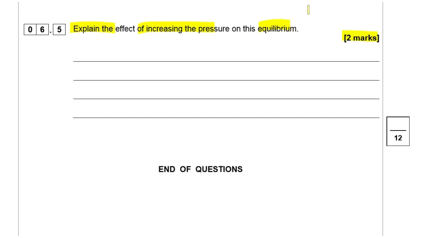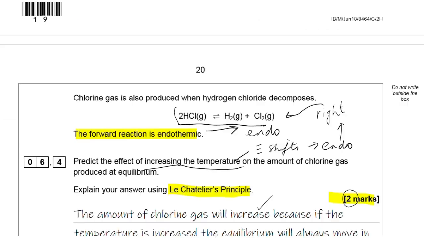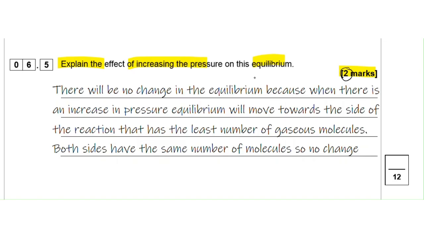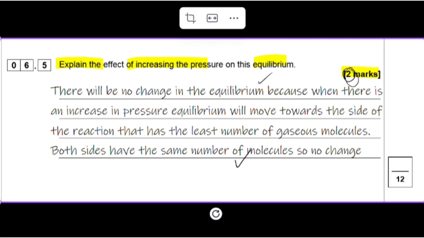So let's go up to the original equation. We can see here that we've got this equation, and on the left hand side there are 2 molecules of hydrogen chloride. On the right hand side there's 1 molecule of hydrogen, 1 of chlorine, making 2. So the numbers of molecules on each side are the same. So for our final 2 marks, there will be no change in the equilibrium because when there is an increase in pressure, equilibrium will move towards the side of the reaction that has the least number of gaseous molecules. Both sides have the same number of molecules, so there is no change.